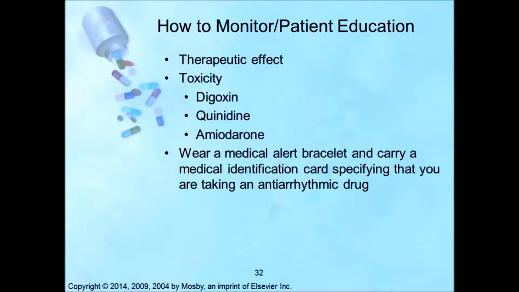So how do you monitor the patient? You need to monitor for a therapeutic effect. A treatment plan specific to the patient is necessary. Total elimination of irregular beats is not realistic clinically, and usually the goal is to prevent a potentially fatal arrhythmia or prevent certain targeted symptoms.